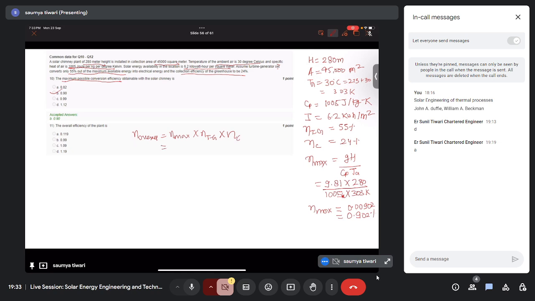So it will be your 0.902 divided by 100, into your turbine generator efficiency and into your collector efficiency. So if you solve this, it will come to be 0.00119067. Okay, so this will be in percentage, you can write it as 0.119%. So it will be the option A.